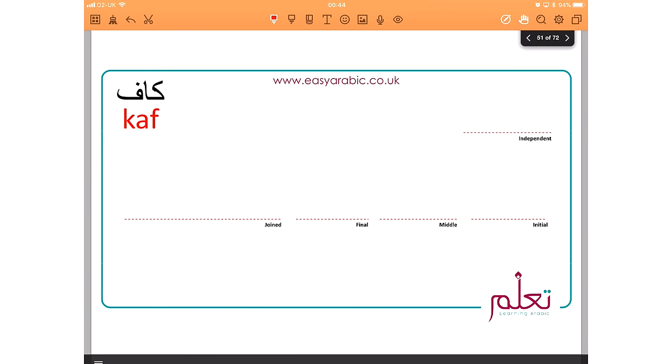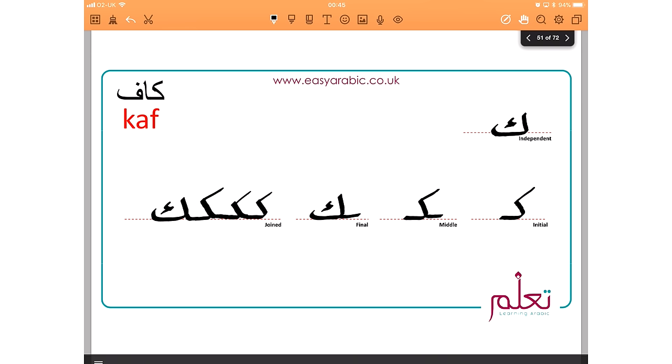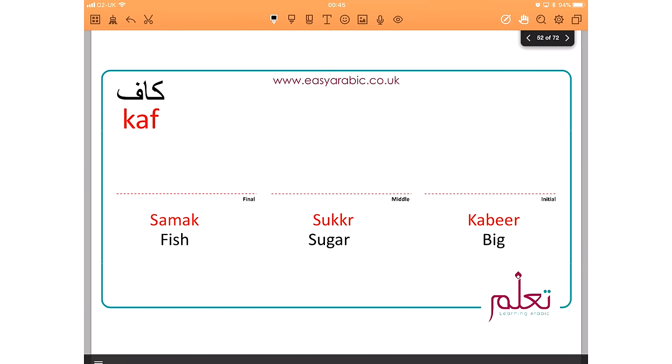Next one, we have the letter kaf. So the kaf on its own is like this. Kaf. At the beginning, it's like this, and then above. In the middle, something joins onto it. Like this, kaf, and at the end, select the initial or the one on its own. So start again, kaf, then it joins onto something else, another one, and again, and then finally kaf.